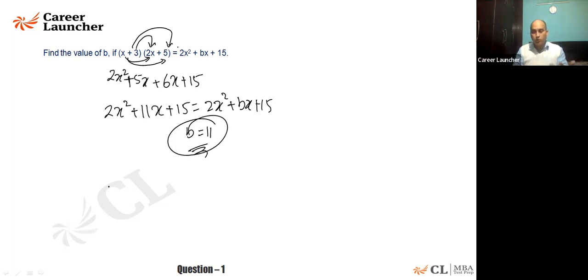Equation means it is equal. Both of them are equal. That's why I can correlate them.